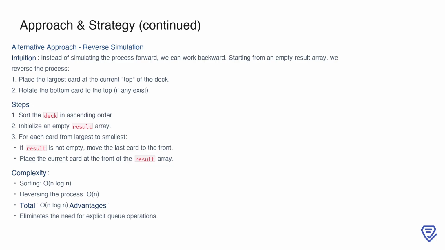To implement this, we first sort the deck in ascending order, then iterate through the cards in reverse, from largest to smallest. For each card, if the result array is non-empty, we rotate the last card to the front before placing the current card at the front. This reverse simulation eliminates the need for explicit queue operations and simplifies the implementation. It also achieves the same optimal time complexity of O(n log n).